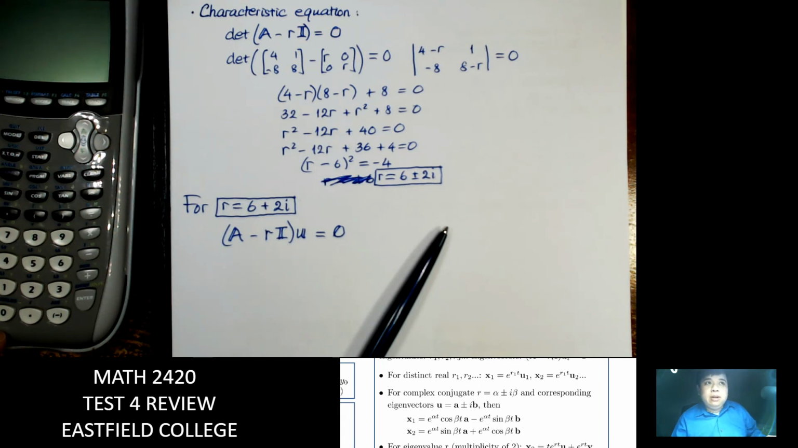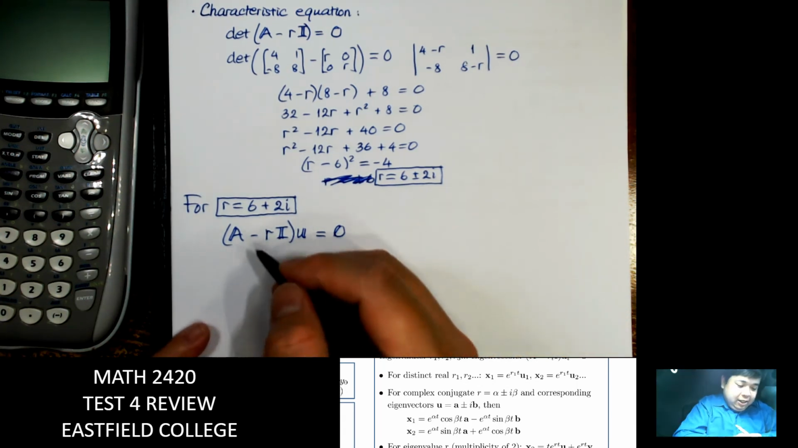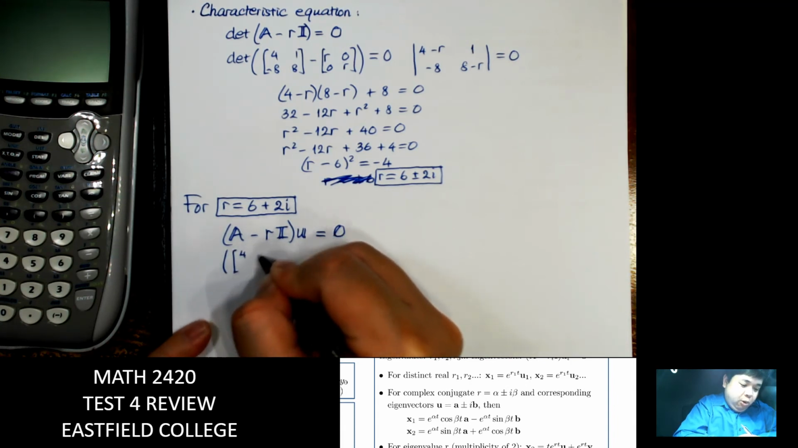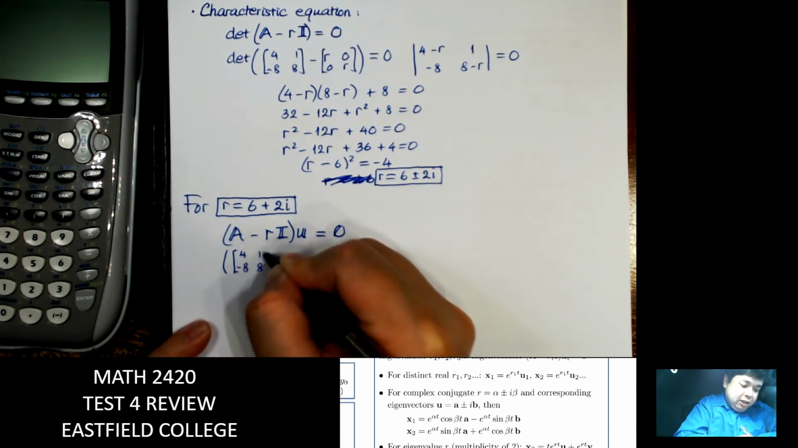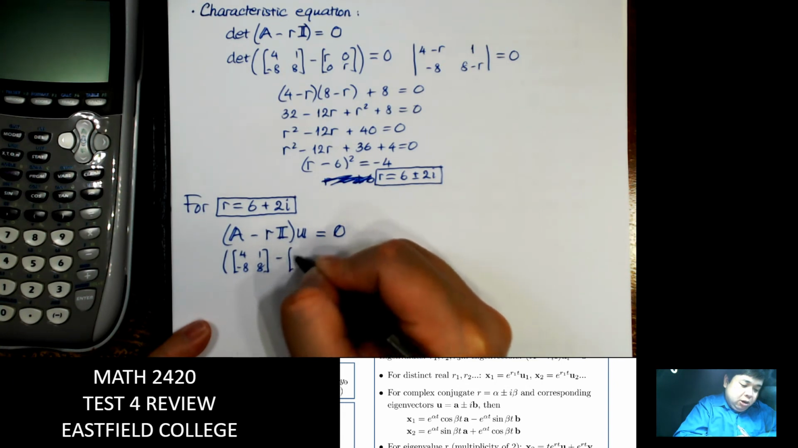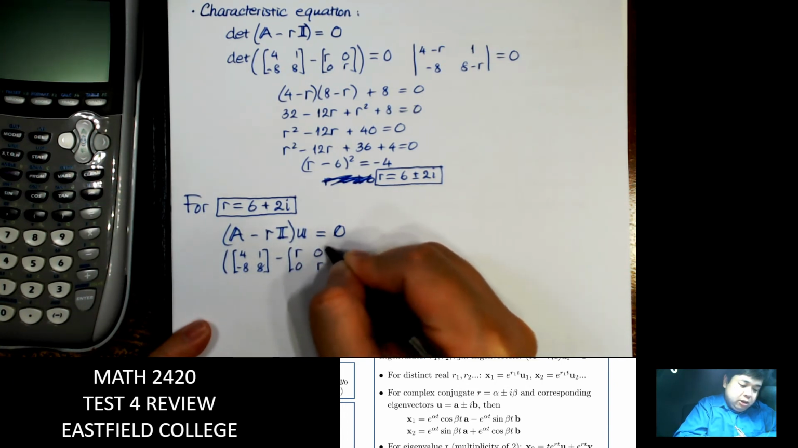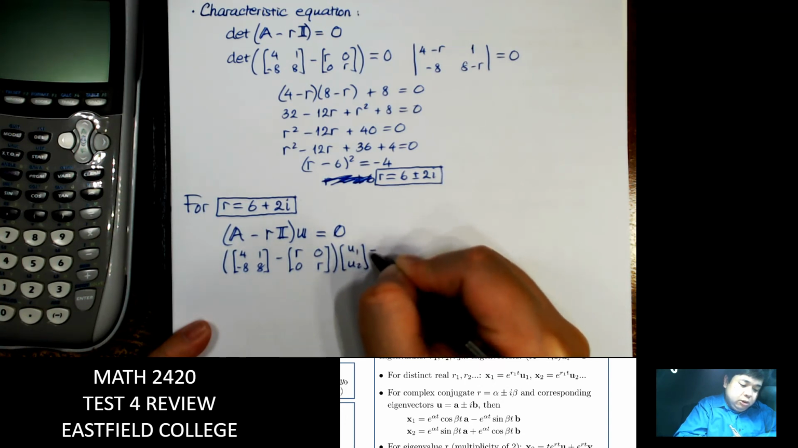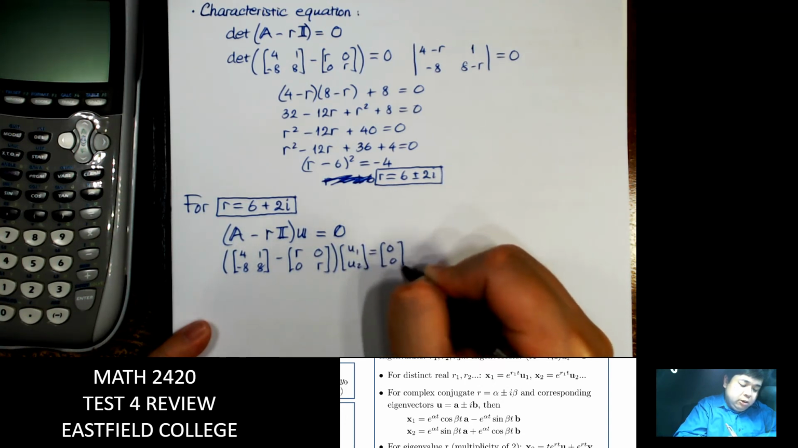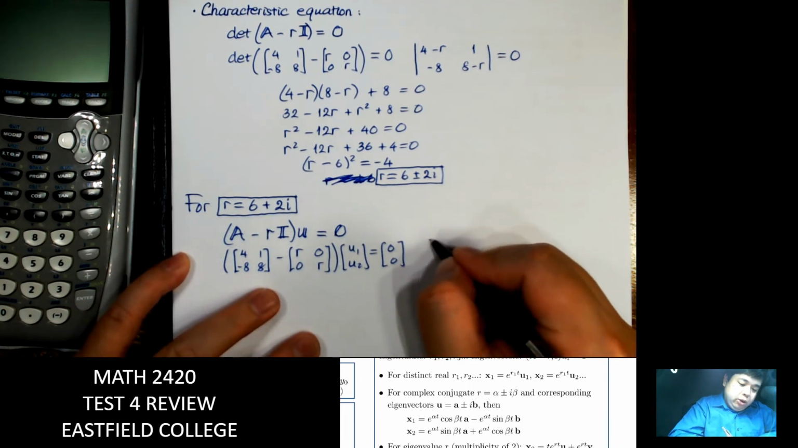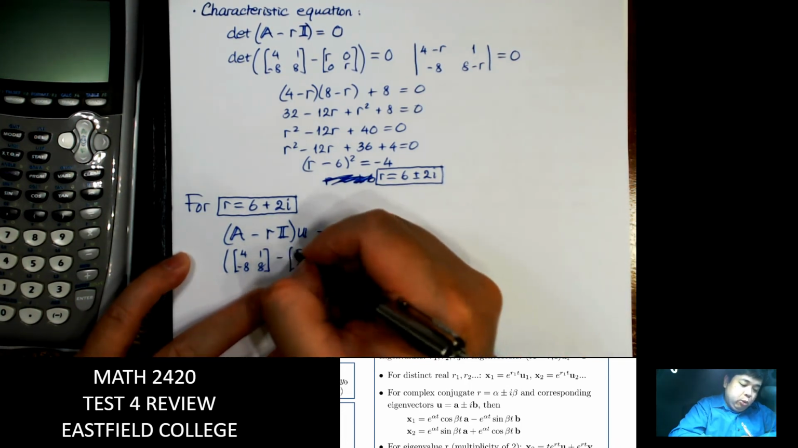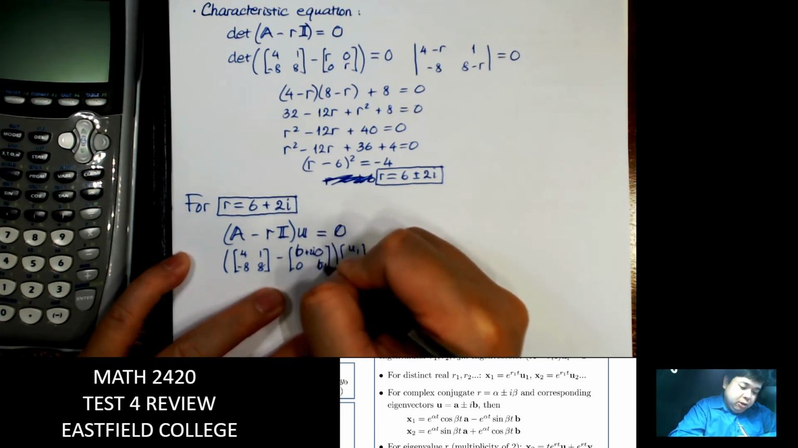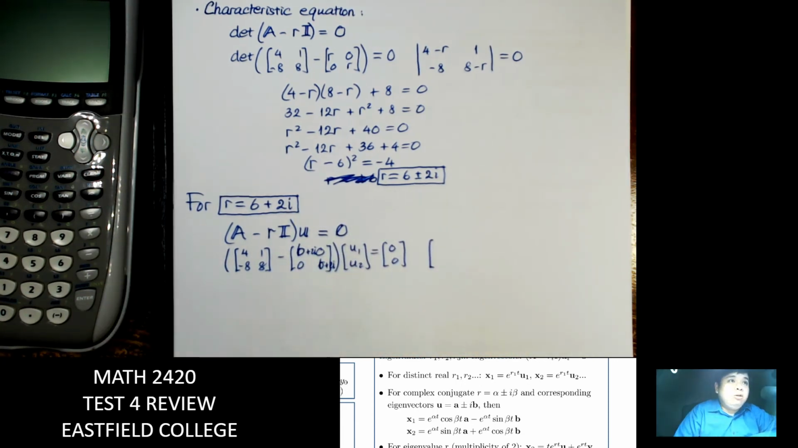Right. It is better. So the matrix A, 4, 1, negative 8, 8 minus R, 0, 0, R, times U1, U2, equals 0, 0. So we have, by the way, R is going to be 6 plus 2i.